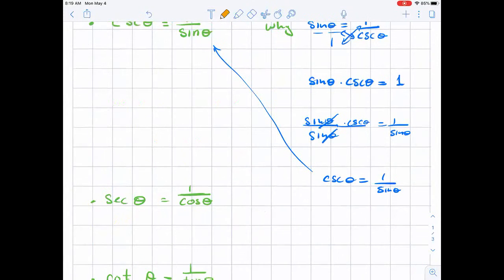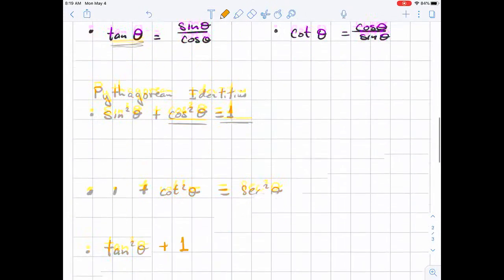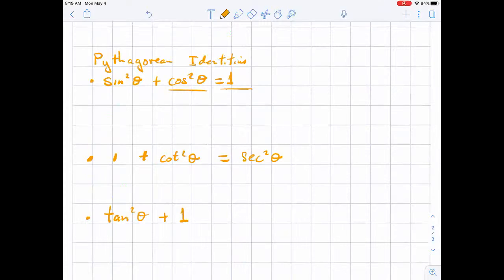Secant. So here, since we're dividing by cosine squared, we're going to get secant squared. Guys, there's an error here too. This is supposed to be cosecant.